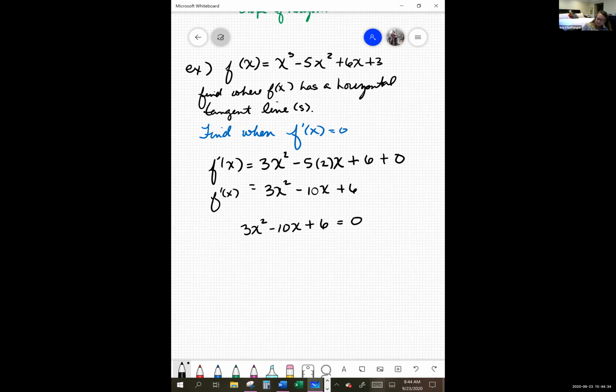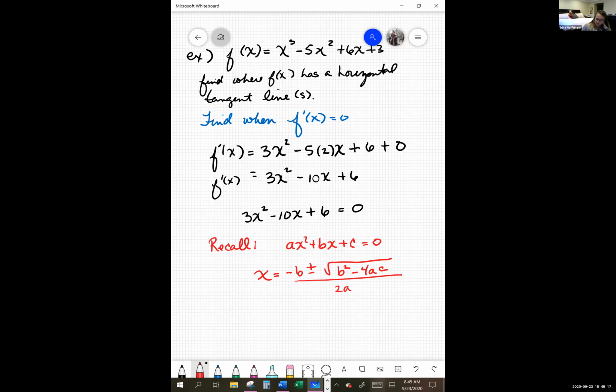So just recall, let me give you that. If you have ax squared plus bx plus c equals 0, x is equal to negative b plus or minus the square root of b squared minus 4 times a times c, all over 2a.